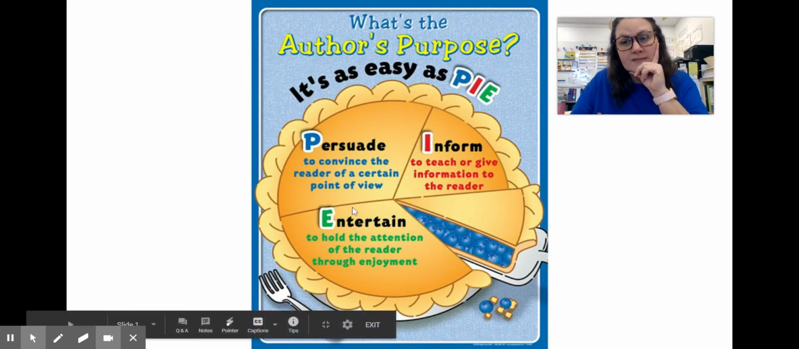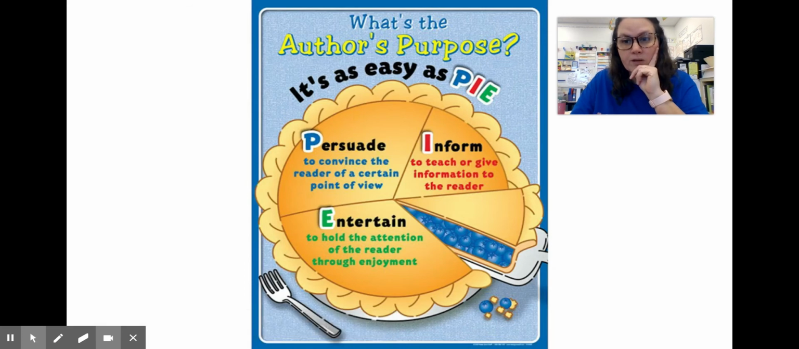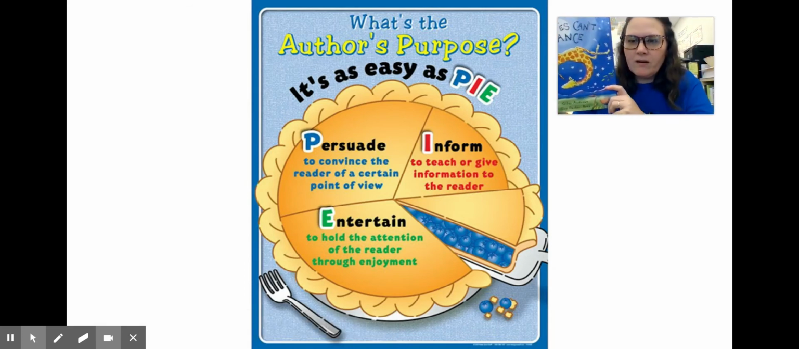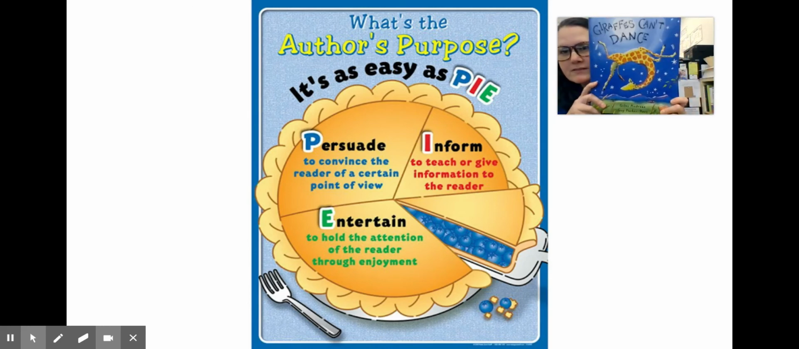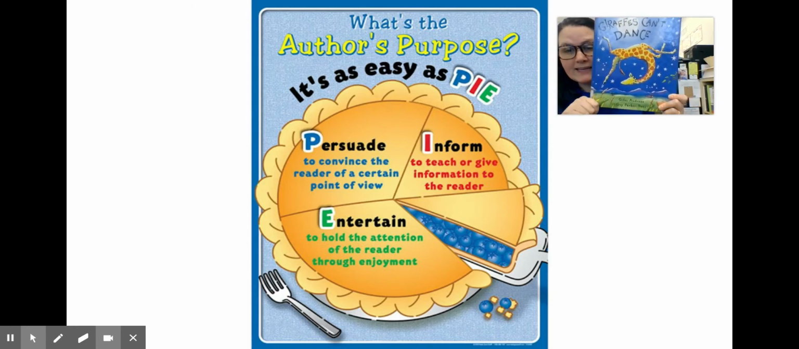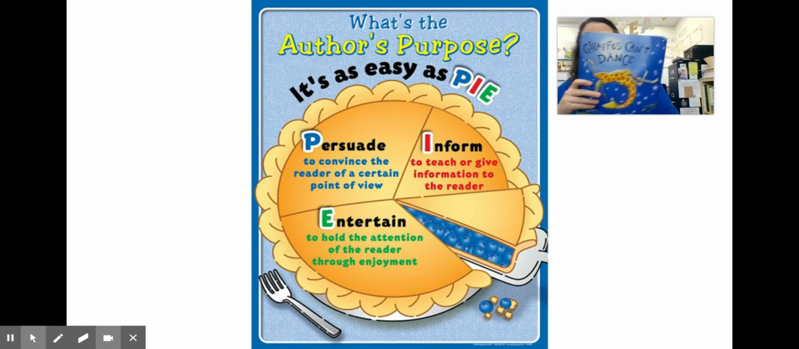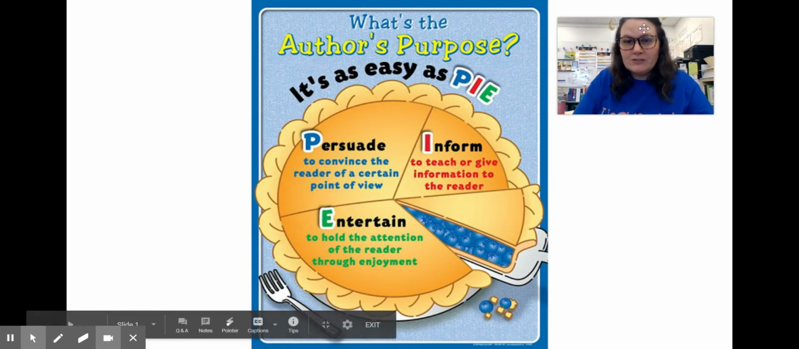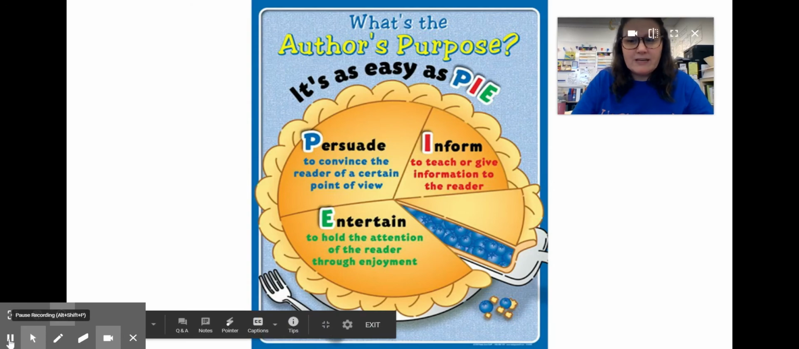Well, that leaves entertain, to hold the attention of the reader through enjoyment. Oh, that's why this author wrote this book, so that I would enjoy it. So the author's purpose of this book is to entertain. So the reason the author wrote it is to entertain his readers. Now I would like you to listen to an author's purpose song.